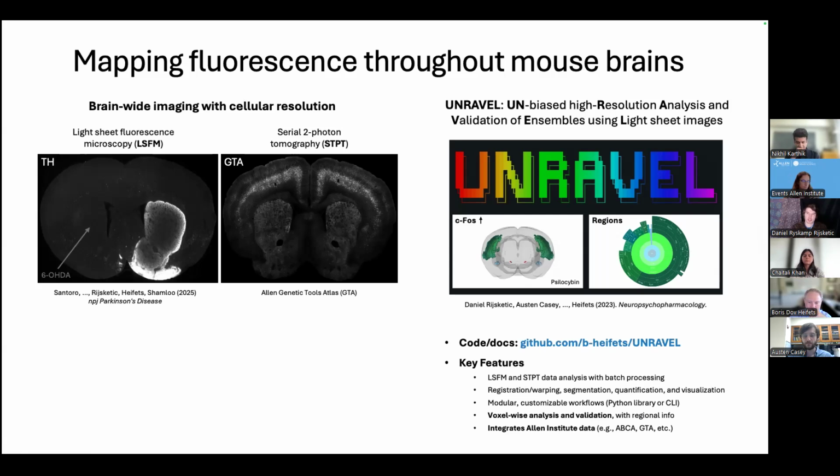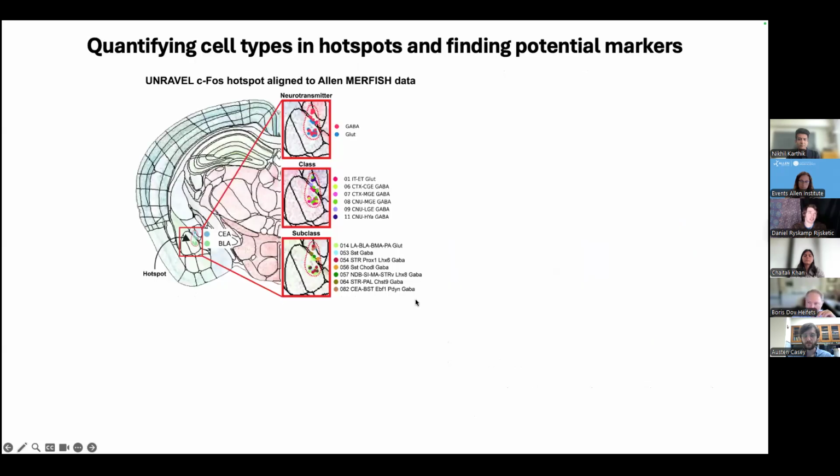And so we mostly focus on voxel-wise analyses because that really allows us to hone in on the areas where there's the greatest difference in signal, and then provide this regional breakdown in a variety of formats. And then lately we've been integrating these maps with data and tools from the Allen Institute that have been really useful for deepening our insight into this data.